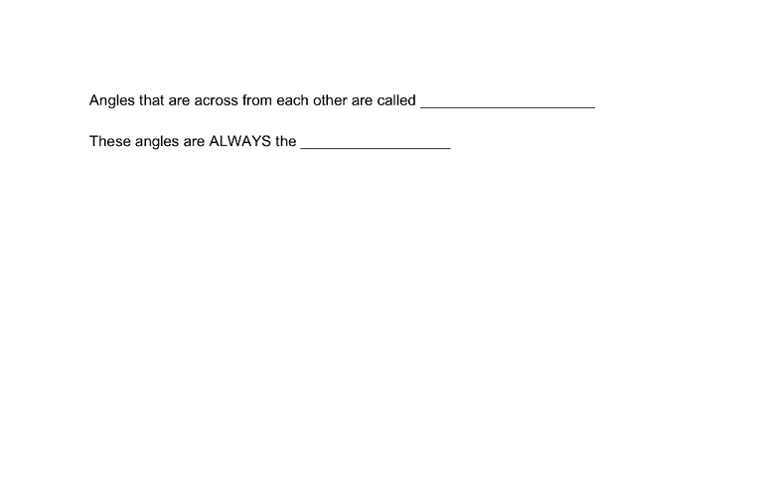Angles that are across from each other are called vertical. And the angles that are across from each other, these vertical angles, are always the same measurement. We call that congruent.